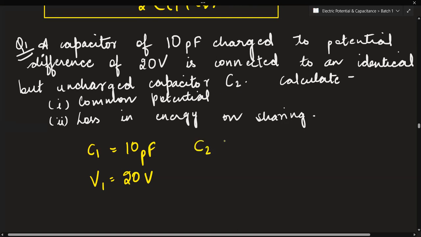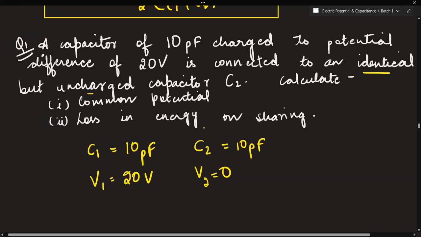Means C2, you don't know. Capacitance C2 has not been given. So it is connected to an identical one. If it is identical, then you know the value of C2. Identical means both the capacitances are the same. So the C2 value is not given directly. It has just said identical. By this, you should be able to analyze that if C2 is identical, it has the same value as C1, so this will also be 10 picofarad. And when it says uncharged, it means potential is 0. So you have all the data: C1, V1, C2, V2. Calculate the common potential, calculate the loss of energy.